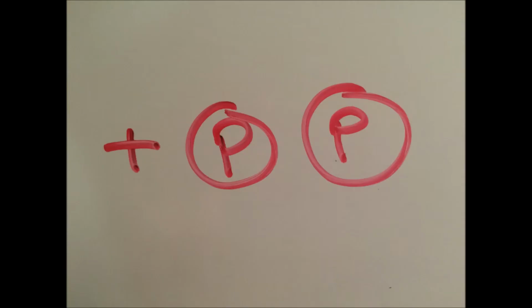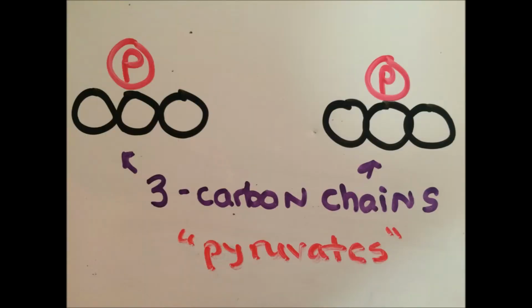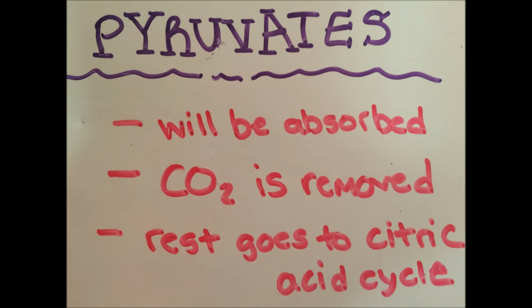Also, the added phosphates are used to regain the ATP that was lost in the first stage of glycolysis. Therefore, the molecules each have just 1 phosphate again, centered at the middle of the 3-carbon chain. These new compounds are called pyruvates. They will eventually be absorbed by the mitochondria, and a carbon dioxide molecule is removed from each pyruvate as the rest goes on to the citric acid cycle.